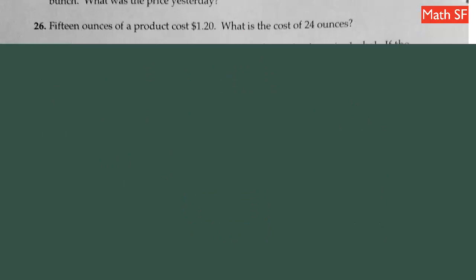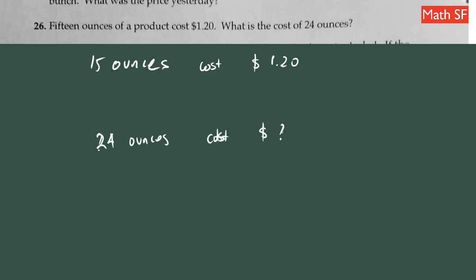Let's keep moving forward. Problem 26 says 15 ounces of a product costs $1.20. What is the cost of 24 ounces? There are two ways that we can do this. One of the recommended ways is to write a phrase. It says 15 ounces costs 1.20. What is the cost of 24 ounces?